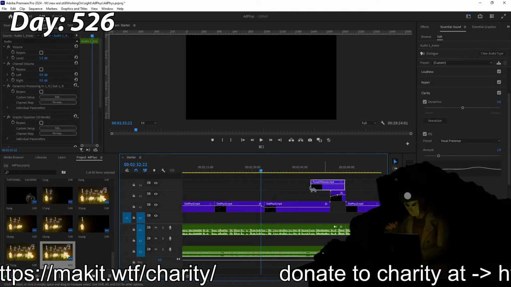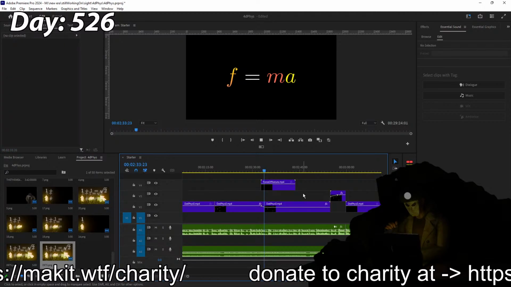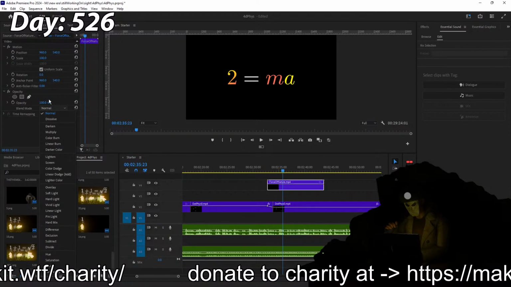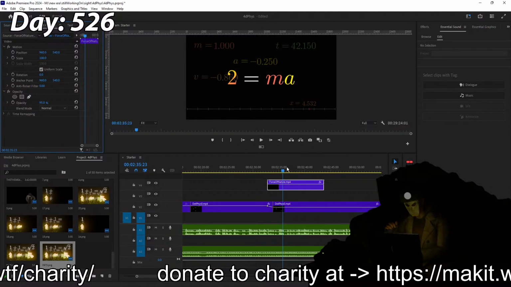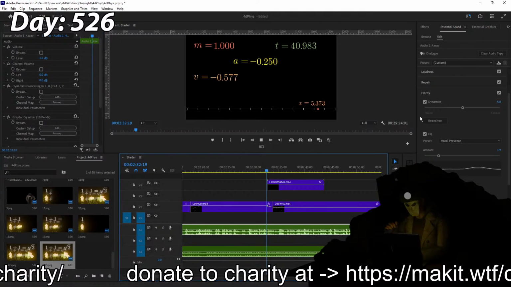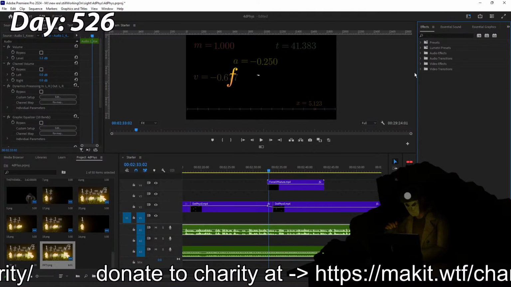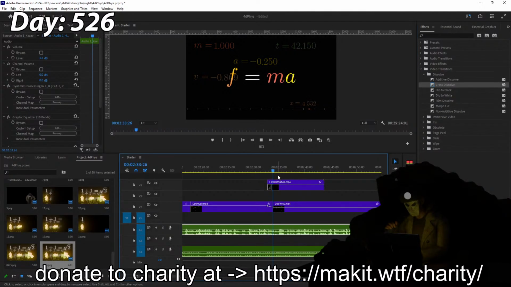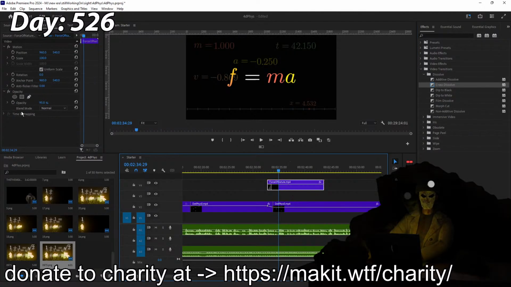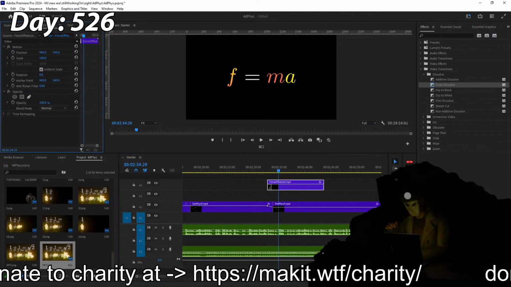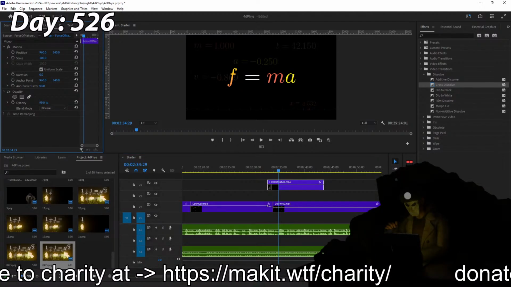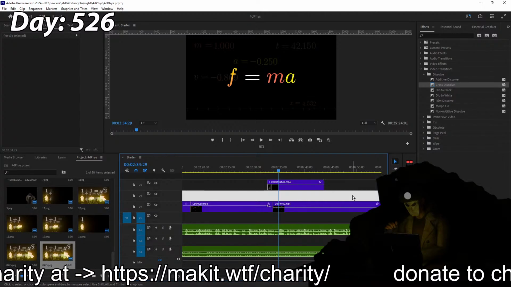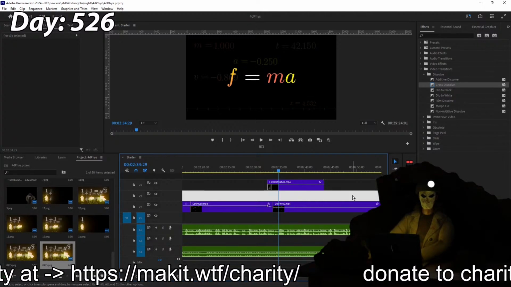With the equation of F is equal to ma. Now this equation is with the equation of F is equal to ma.